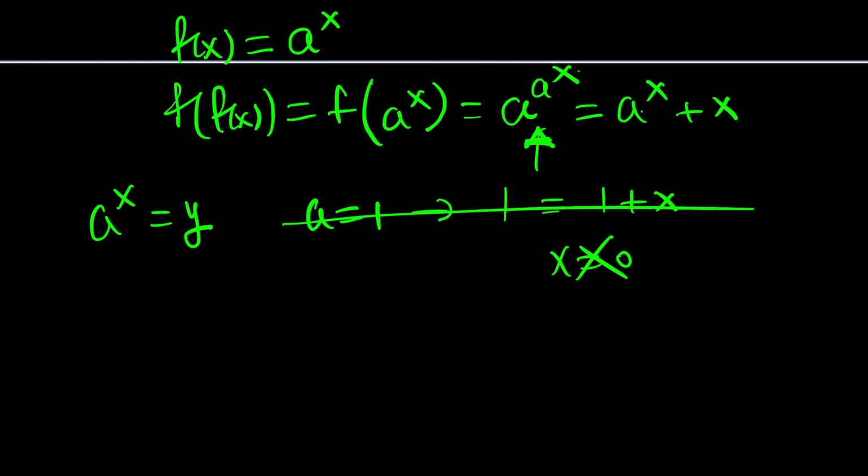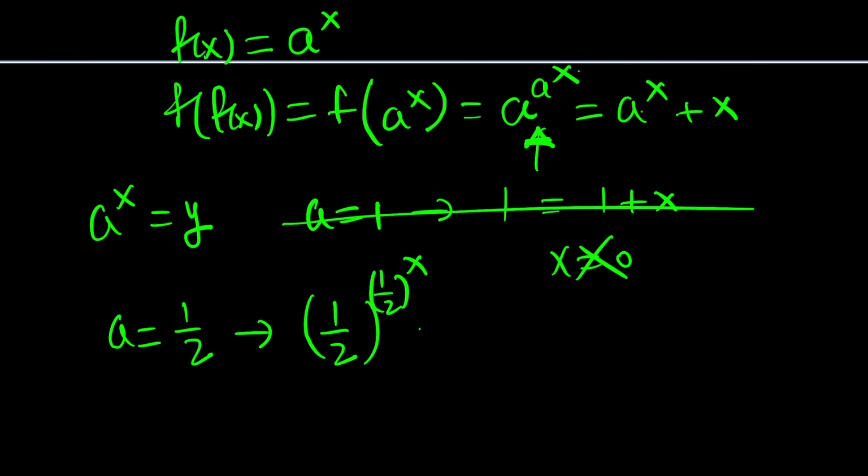What about a different value? Maybe a can be something like 1/2, possibly, right? So it's going to be 1/2 to the power 1/2 to the power x equals 1/2 to the power x plus x. So this is problematic, and chances are you're not going to find any real solutions.